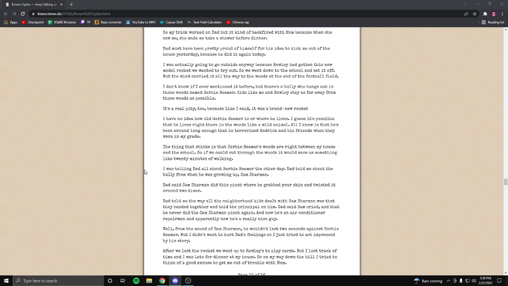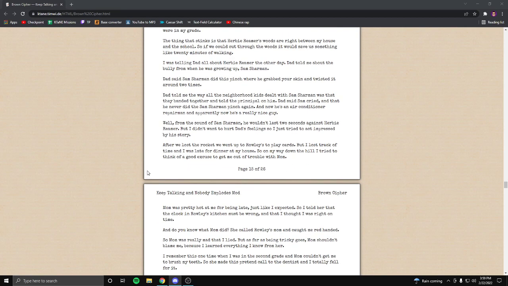After we lost the rocket, we went up to Rowley's to play cards, but I lost track of time and it was late for dinner at my house. So on my way down the hill, I tried to think of a good excuse to get me out of trouble with Mom. Mom was pretty hot at me for being late, just like I expected, so I told her that the clock in Rowley's kitchen must be wrong, and that I thought I was right on time. And do you know what Mom did? She called Rowley's mom and caught me red-handed.